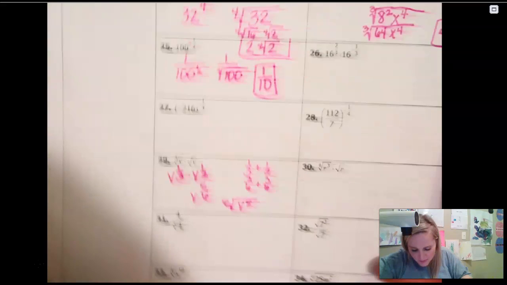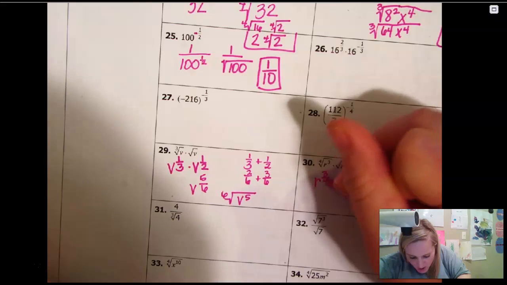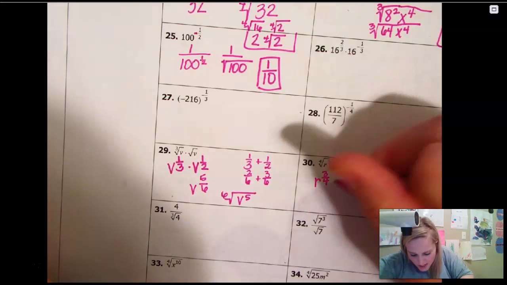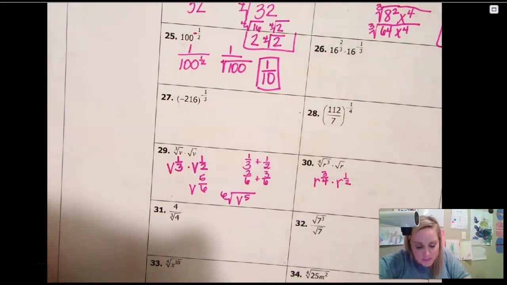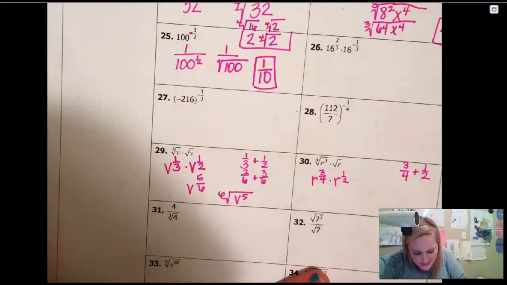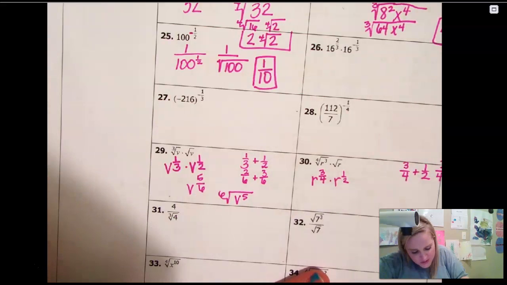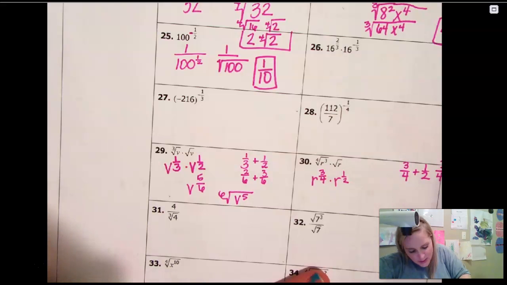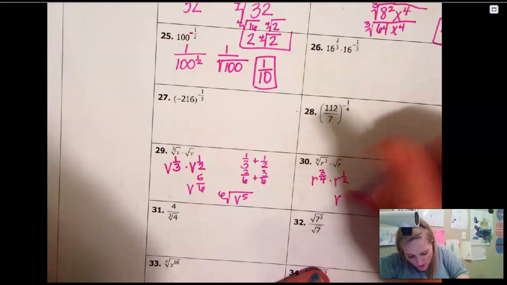My bad. Over here, same thing. This would be r to the 3/4 power, and then this is r to the 1/2 power. When you multiply like bases, you add the exponent. So I'm adding those together. I need to change that to 4, so that would be 2/4. 3 plus 2 is 5/4. So this is r to the 5/4.